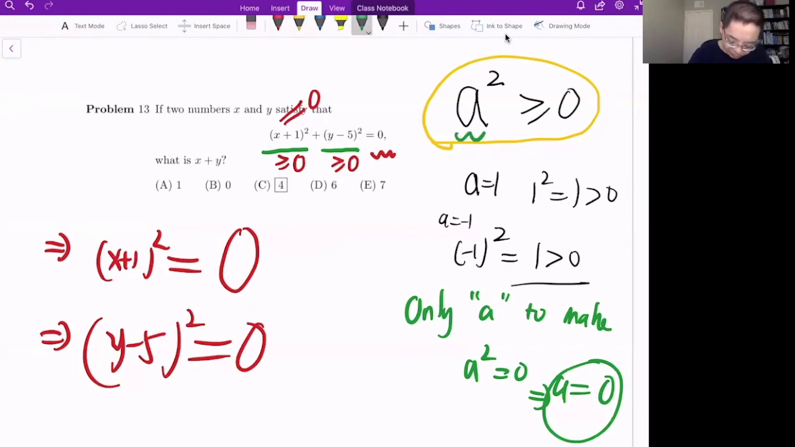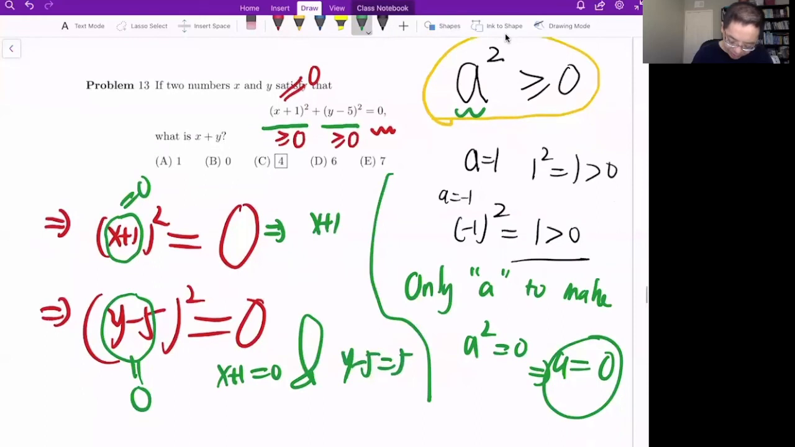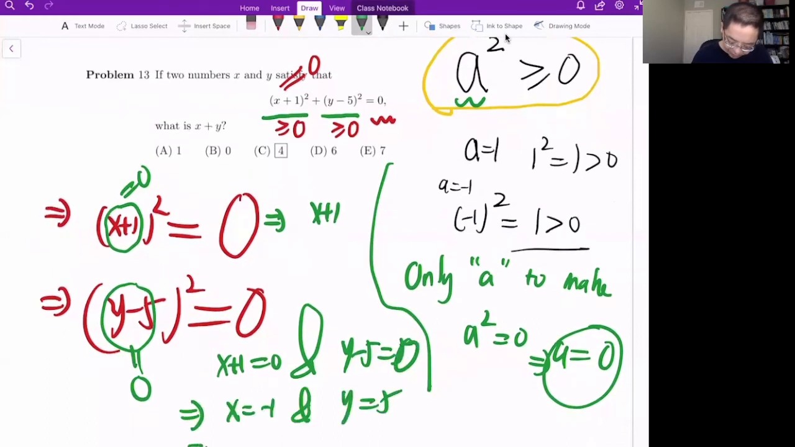All right. So from here, this one has to be 0, and this one has to be 0. So I get x plus 1 is 0 and y minus 5 is 0. This implies that x is negative 1 and y is 5. So we have x plus y is 4.